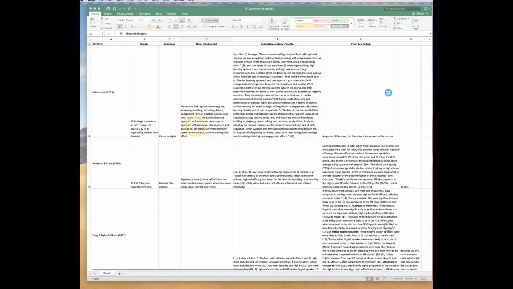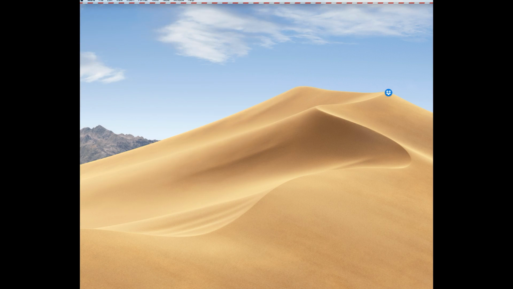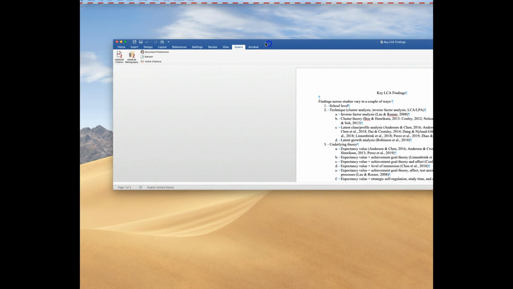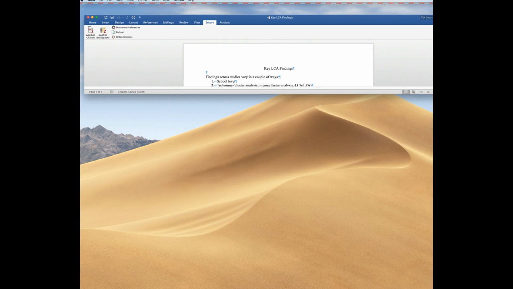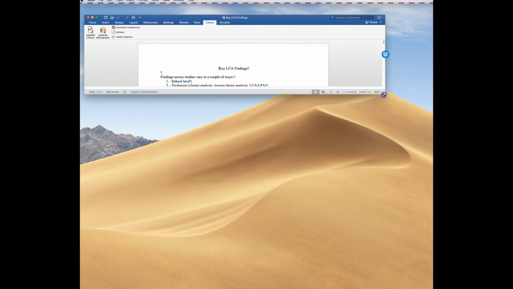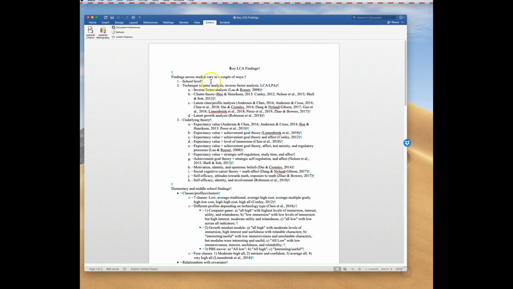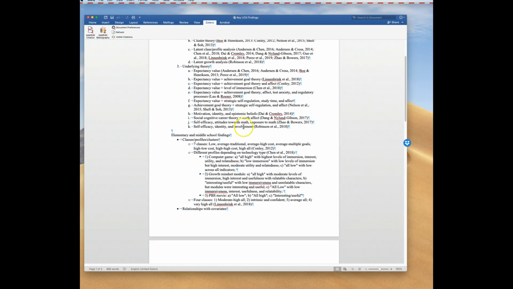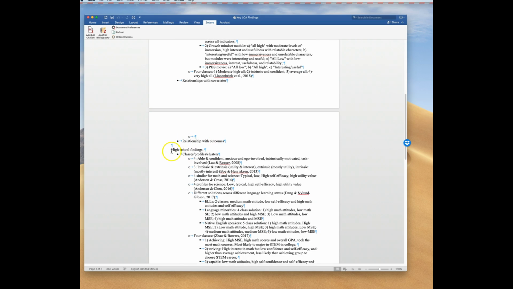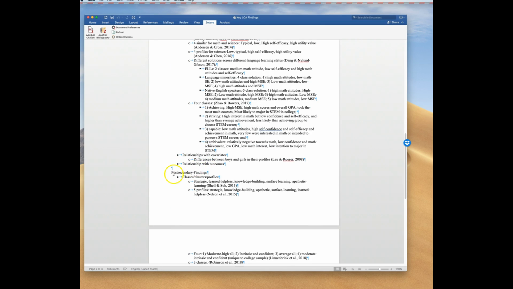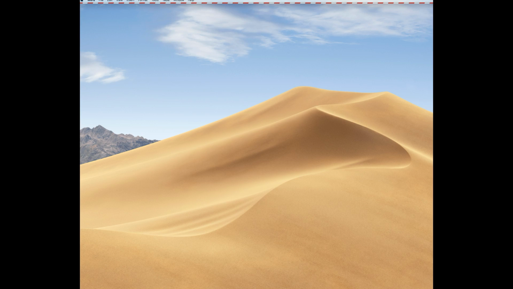Oops. Come back, outline. Got big. Here it is, where I divided things up according to school level, so elementary and middle school findings, high school findings, post-secondary findings. You can divide things up as you want.